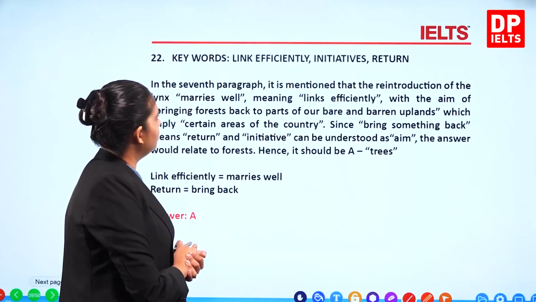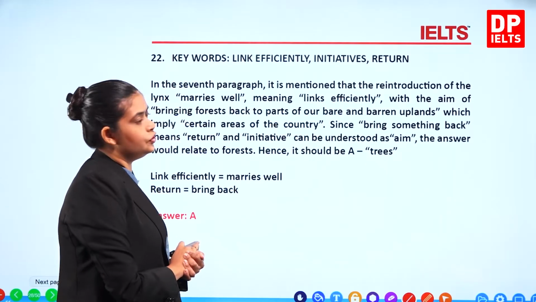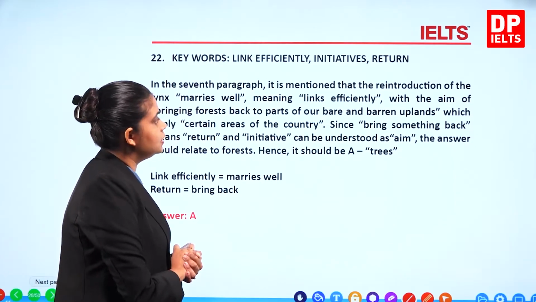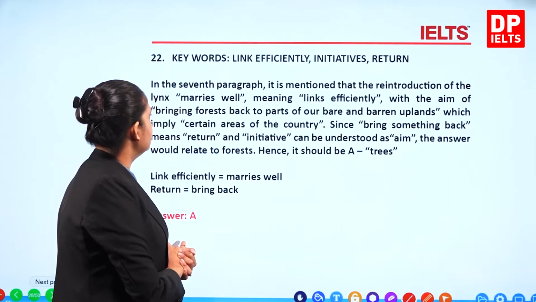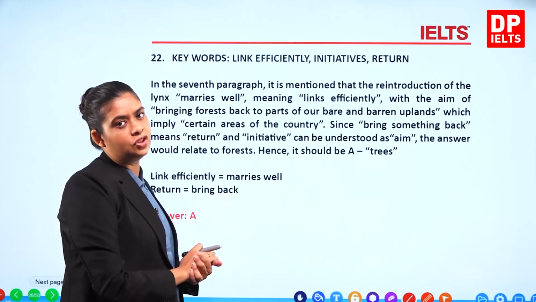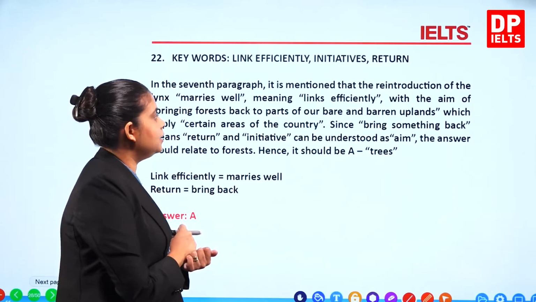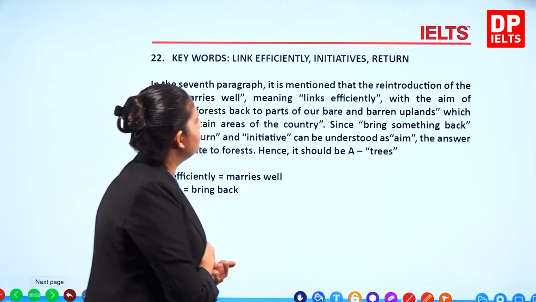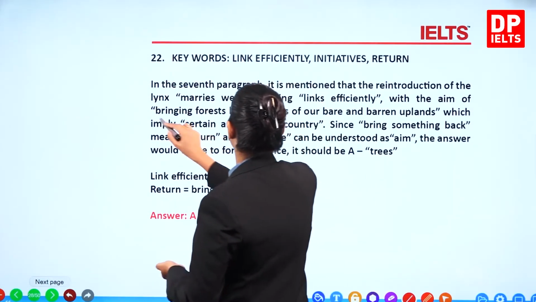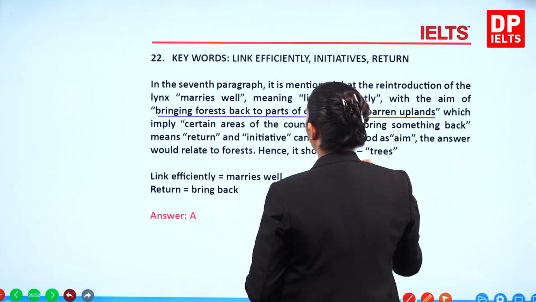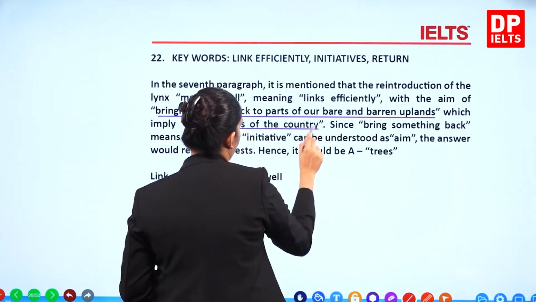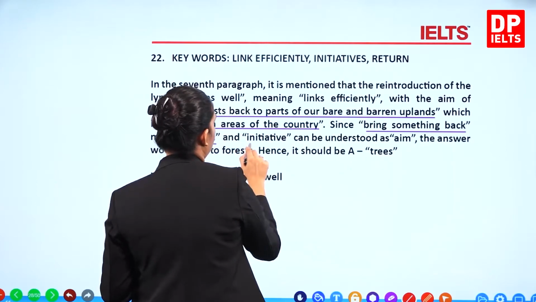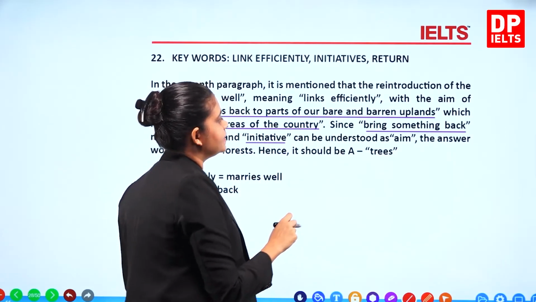22. What are the keywords? Link efficiently, initiatives and return. In the 7th para, it is mentioned that the reintroduction of the lynx marries well, meaning that it links efficiently. Marries means you kind of link together, right? With the aim of bringing forests back to parts of bare and barren uplands, which implies certain areas of the country. Since bring something back means to return, and initiative can be understood as aim.